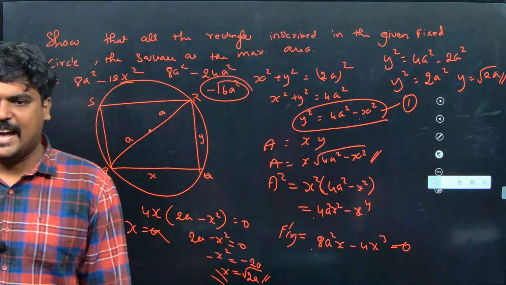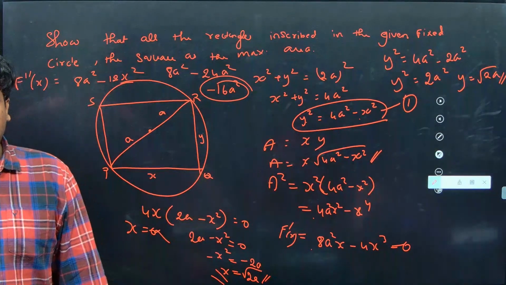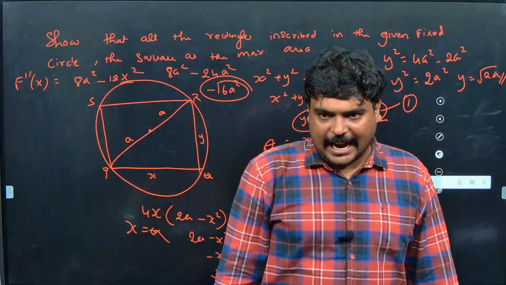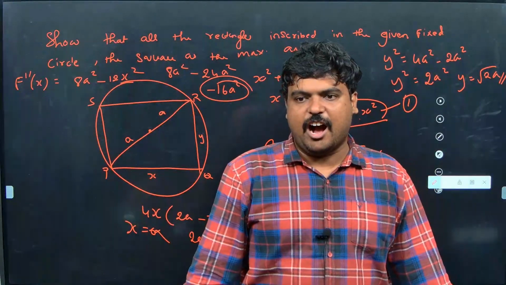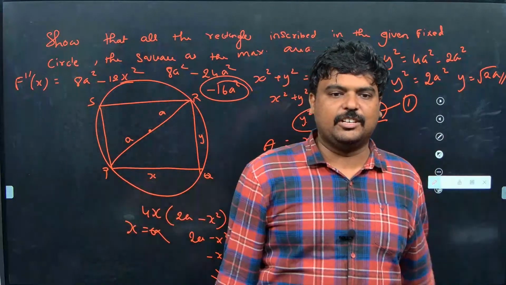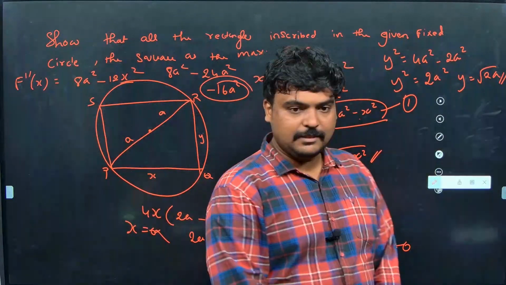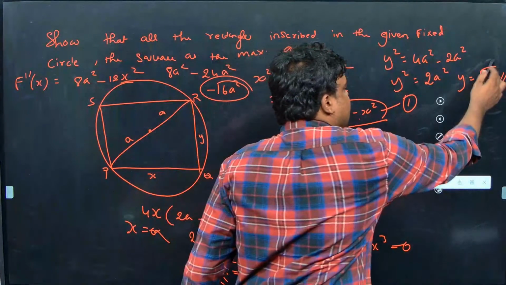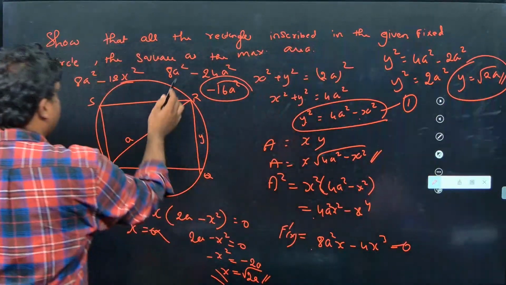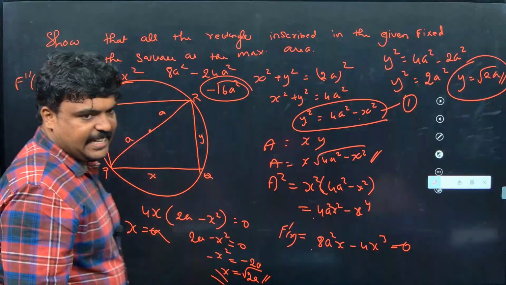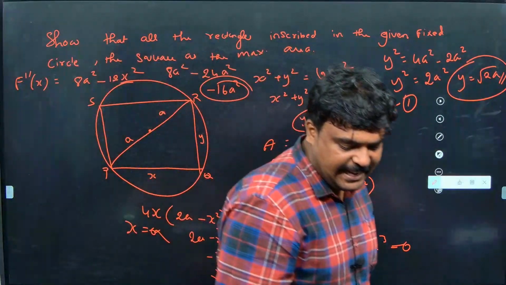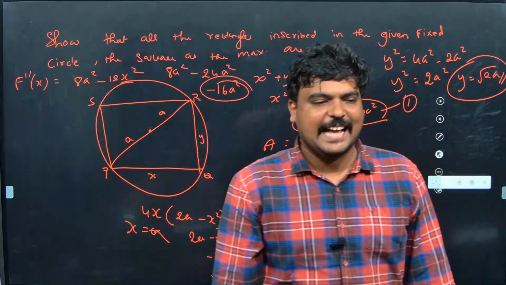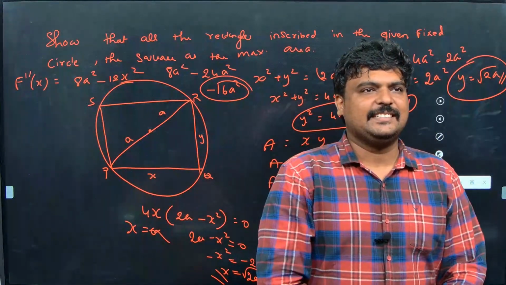Since x and y are equal, among the rectangles inside a circle, which one will have the highest area? The square will. x and y became equal, correct? x also √2a, y also √2a. Since x and y are equal, we can say that only the square will have the maximum area inside the circle. Guys, are you clear?